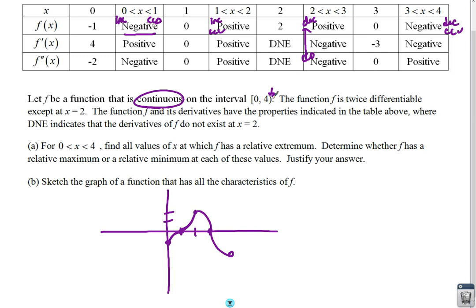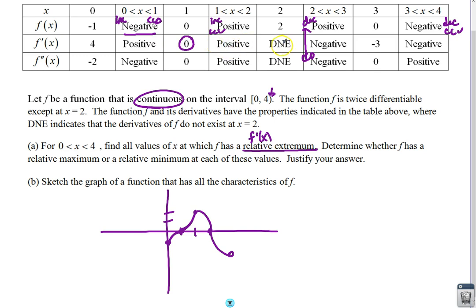So let's go back to part A. From 0 to 4, find all the values for which f has a relative extremum. Okay, when we say relative extremum, f prime of x needs to do two things. It needs to be 0 or undefined and change signs. So determine whether it has a relative min or max at each of these values, and justify your answer. So let's start with 1. Oh, look, my first derivative is equal to 0 at 1, but my sign does not change on either side of 1. So that is neither a relative min nor a relative max. So no relative extrema there.